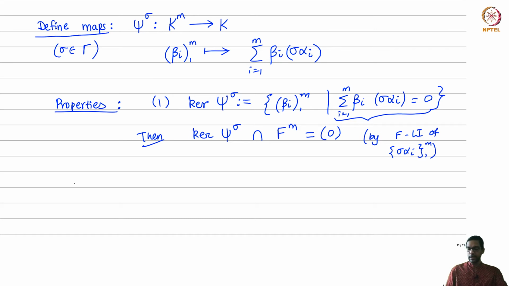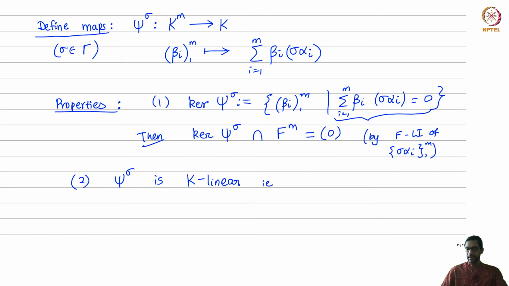Okay, so the beta i's can't all simultaneously come from the base field F. Okay, property 2: observe that psi sigma is actually a K-linear map. So what sort of map is this? If I think of K^n and K as vector spaces over K, then psi sigma is just a linear transformation of these K vector spaces. Okay, so this is K-linear.